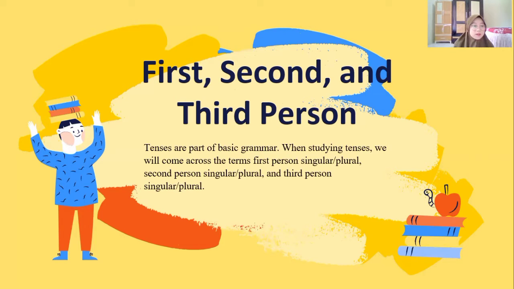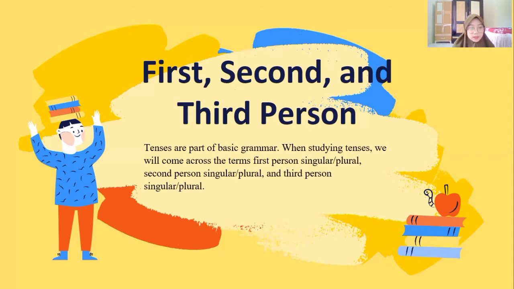Jadi pronoun yang digunakan untuk first person plural adalah we jika sebagai subjek, us jika sebagai objek, dan our or ours jika menunjukkan kepemilikan. Namun us dan our or ours sama-sama memiliki arti kita dan kami, sehingga untuk tahu menggunakan yang mana harus mengetahui konteks kalimatnya terlebih dahulu.